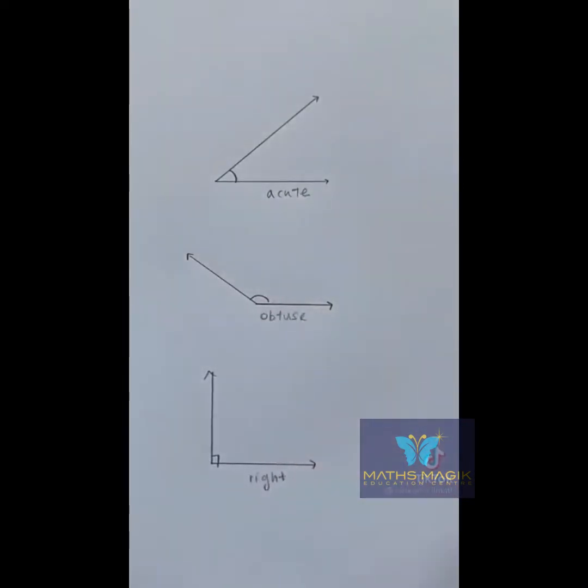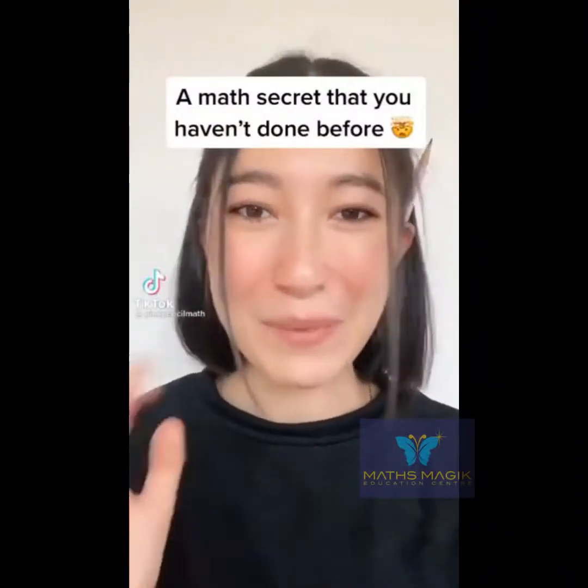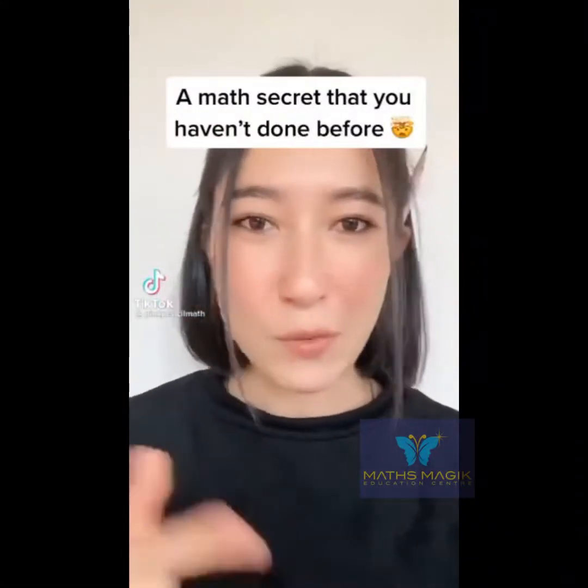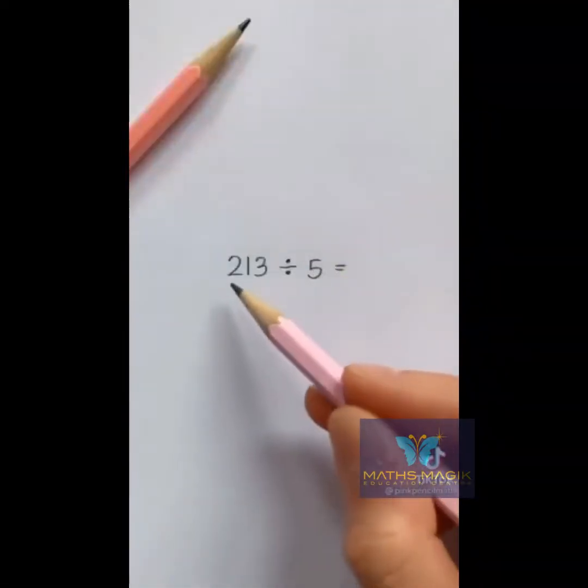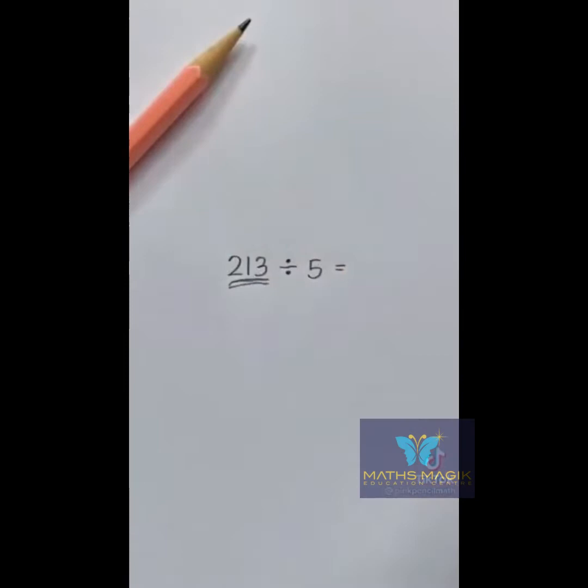I'm going to show you a math secret that at first may seem obvious, but it'll make you wonder why you've never done it this way before. Let's check it out. So if you need to divide a number by 5 and it's not the friendliest number in the world, all you need is 2 steps.